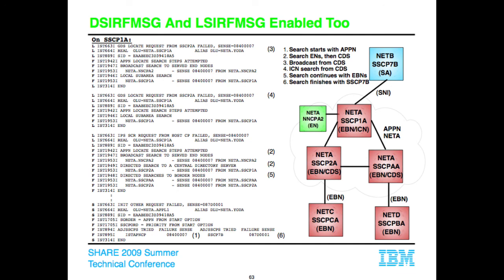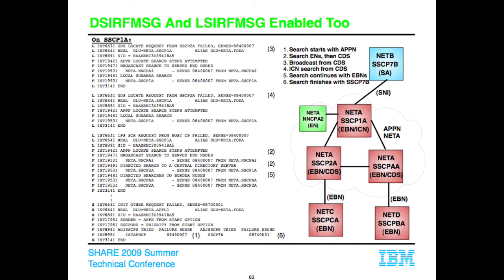But you can see, these are the steps that are actually being performed, starting with an APPN search, searching your end nodes, then the central directory server, broadcast from the CDS coming back in, ICN search, and basically I've shown you where on this chart you can see each one of these. But take a look, for example, at this piece right here. This is the APPN side piece of it when we do our APPN search. It tells me that I did a broadcast search to my served end nodes, which would be this guy, and it shows me that this guy here gave me a not found back.